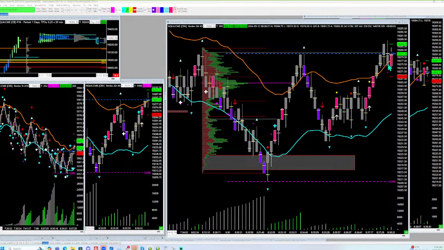So see how the point of control is outside? It's barely outside, but that would be enough for me to go, okay, at least that's the minimum of what I'm looking for to get my trade, right?